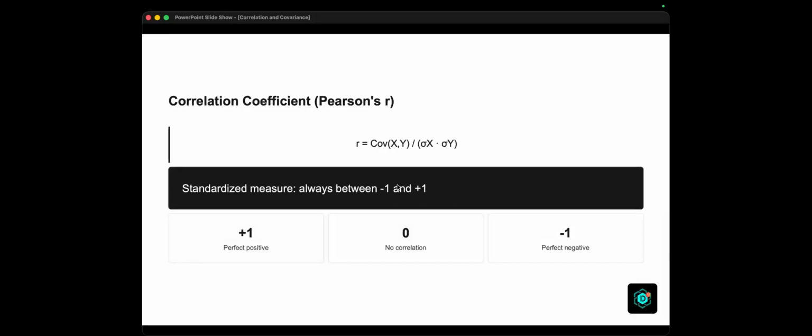So they are not increasing like crazy, 150, 170, or maybe in the thousands if you have bigger scales. It is a standardized measure, always between -1 and +1. Perfect positive is +1, which means that both are increasing together. The one increasing might lead to the other one increasing. Let's leave it like that for now. And 0 means no correlation. -1 means perfect negative, which means one is increasing and the other is reducing.